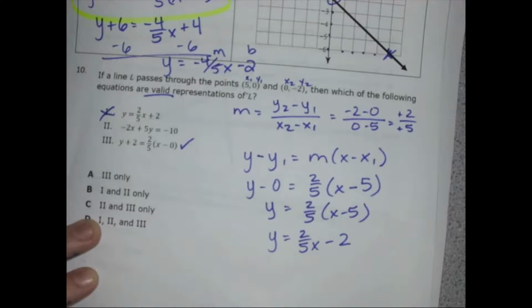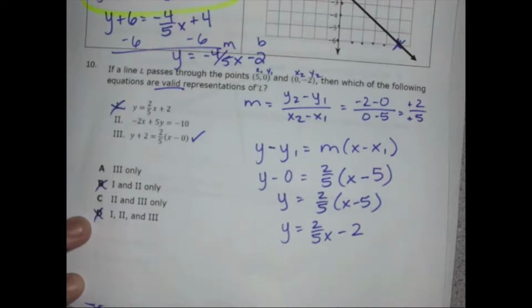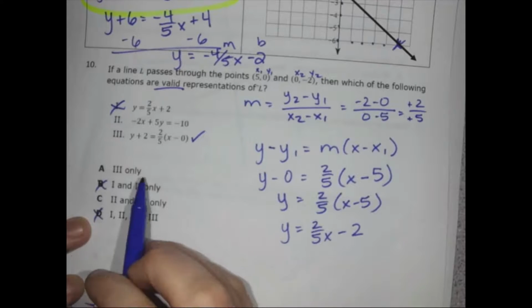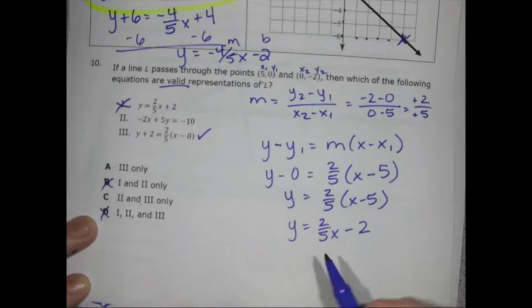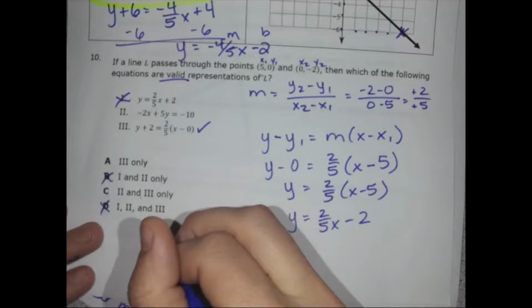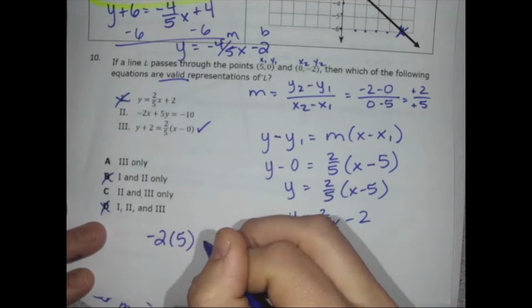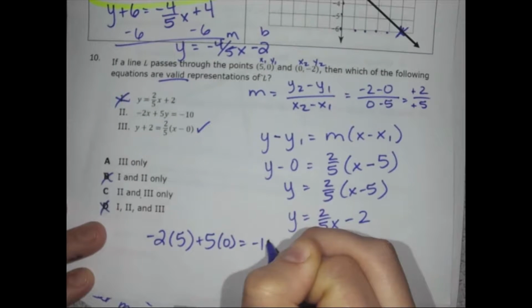1 is not an answer choice. Since 1 is not an answer choice, B and D are not answer choices. 3 is still a possibility. For me to find the last one, I can use a point: -2 times 5 plus 5 times 0 is equal to -10.